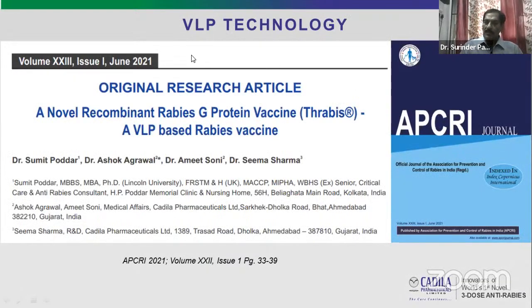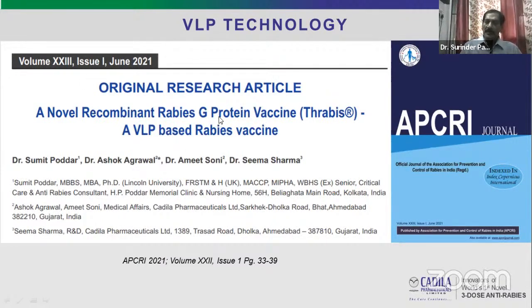So VLP technology, these are two research parts. Applied Journal has published two research articles: a novel recombinant rabies G protein vaccine, a VLP based rabies vaccine.